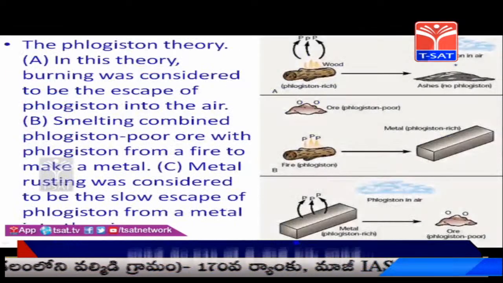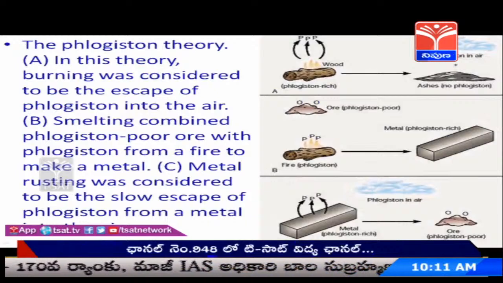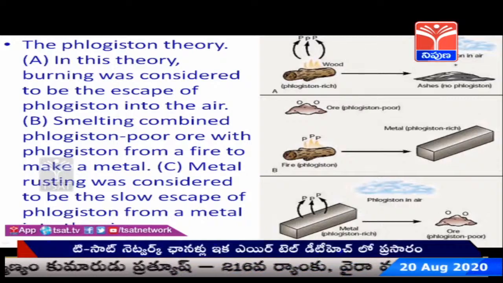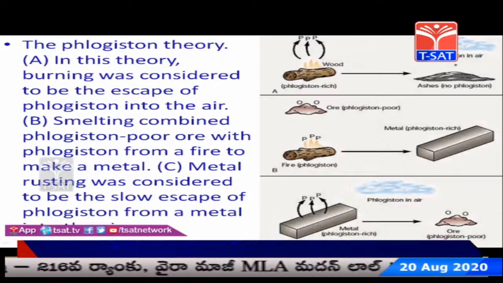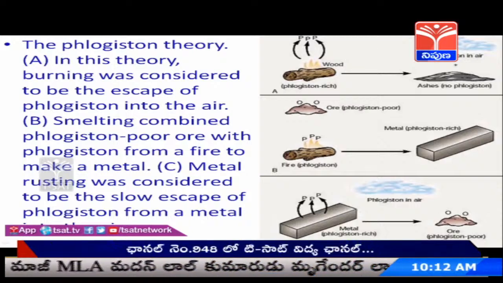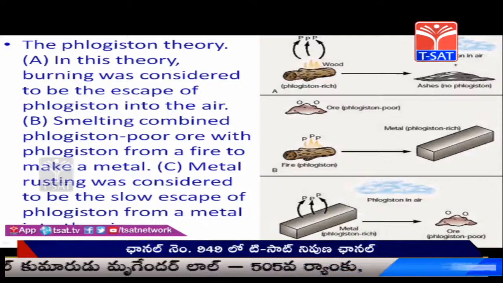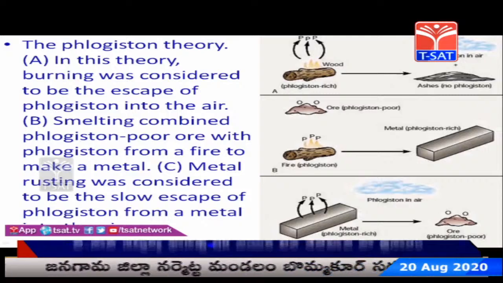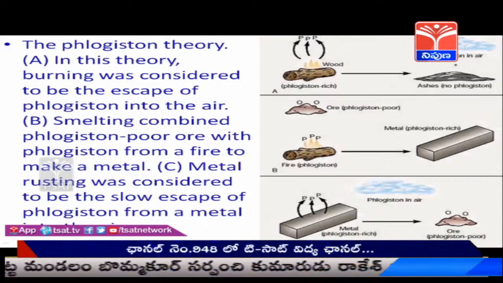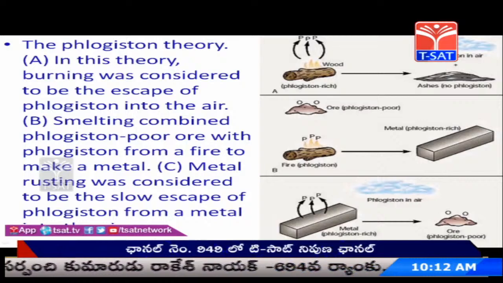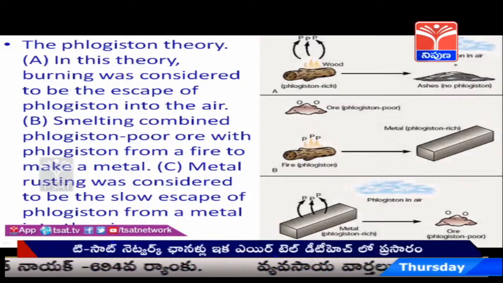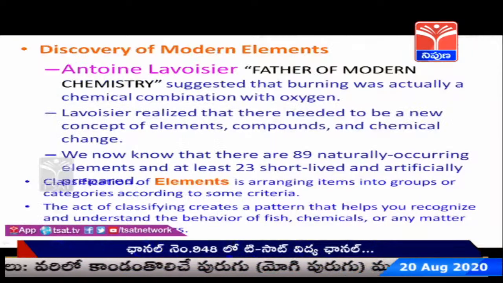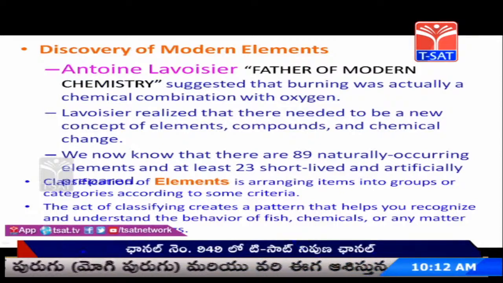Now, the combustion reactions will be seen in our day-to-day life regularly. See, in this chart, wood is burning and we will get coal. When you heat a metal piece, it will not combust, but firewood or substances like phosphorus will burn and convert into different varieties of compounds. Discovery of modern elements.